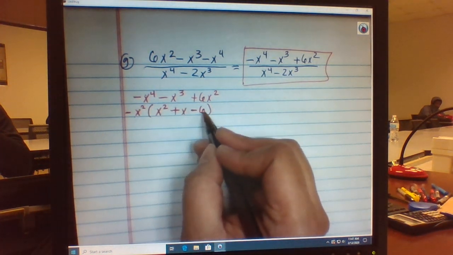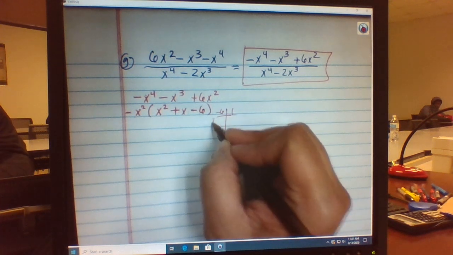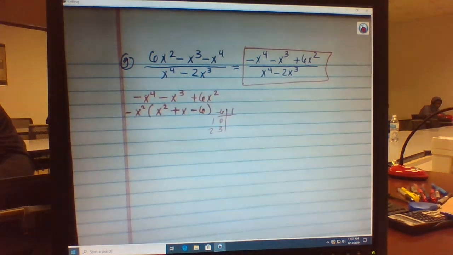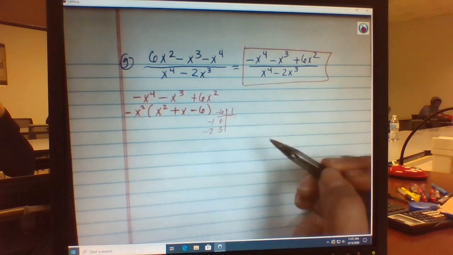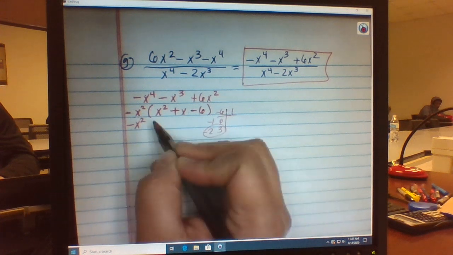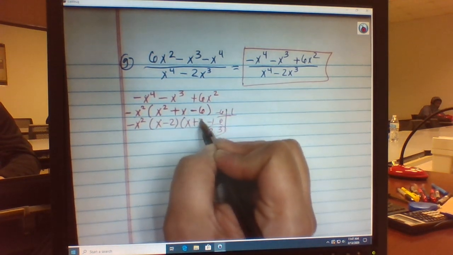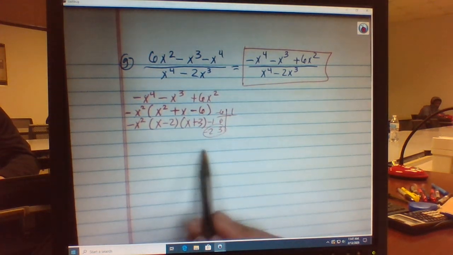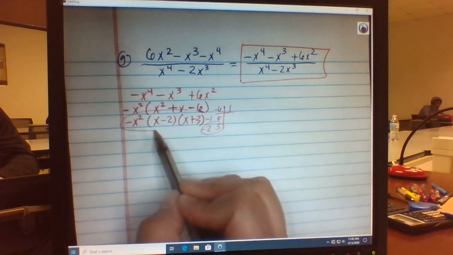Now look at this. Can I still break this down? Yes. What two numbers multiply to a negative 6 and add up to a positive 1? 3 and 2. So negative x squared, x minus 2, x plus 3. Do I have to divide by something, or is that it? That's it, right? Perfect. So there's the top.